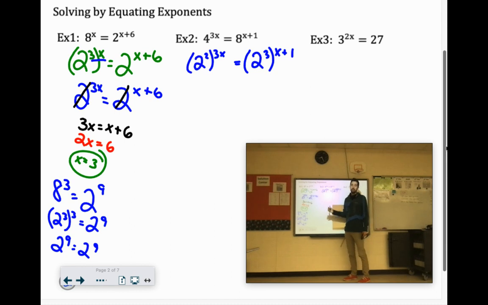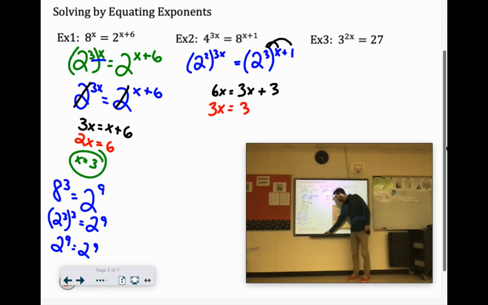Again, we have the common bases, so you can almost ignore them at this point and just work on the exponents. So we're multiplying here. 2 times 3x is 6x. Over here, 3 times x is 3x. 3 times 1 gives you 3. You solve it, subtract your 3x from both sides, which gives us 3x equals 3. Divide by 3, and x equals 1.